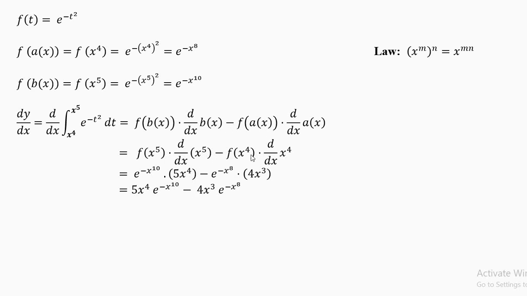F of a is f of x power 4, then into derivative of x power 4. Derivative is 4x cube, and f of x power 4 is e power minus x power 8. We have seen it before. Please open the brackets and put it on the left. You'll get the total final answer: 5x power 4 e power minus x power 10 minus 4x cube into e power minus x power 8.